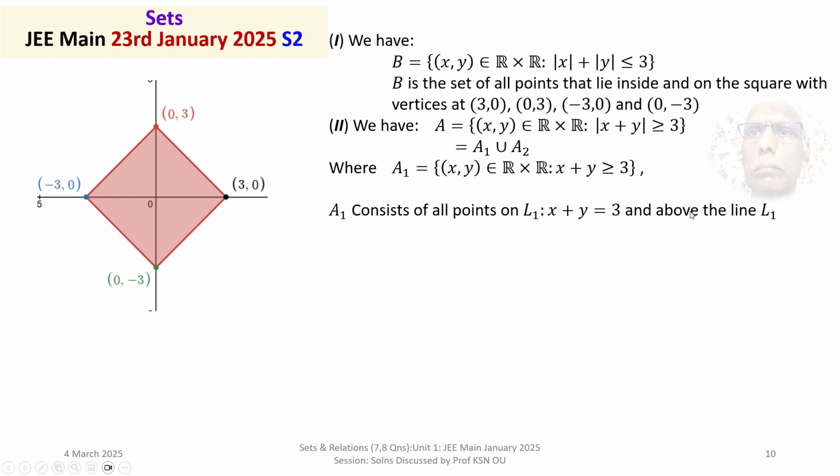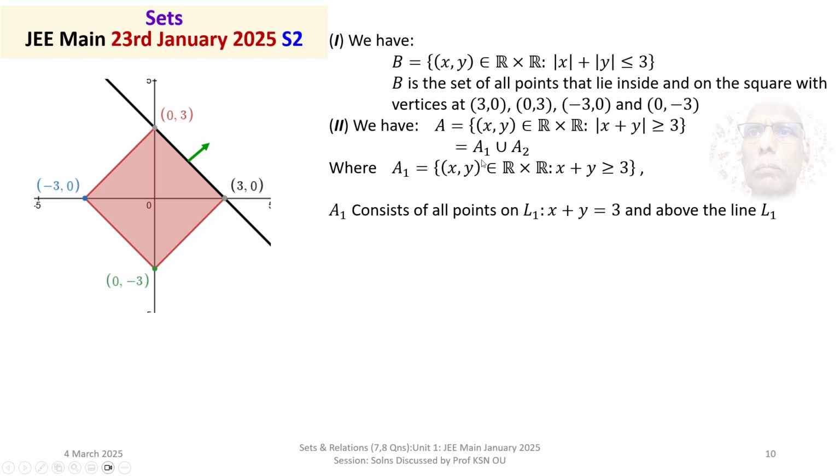Why this above the line? Now take your convenient point 0, 0, and substitute in this. 0 greater than or equal to 3 doesn't satisfy. Therefore, this region A1 is that region in which 0, 0 is not present. That means it is the line and above it.